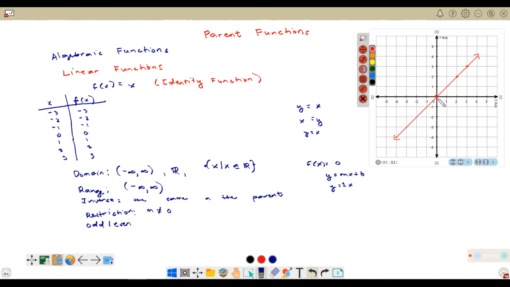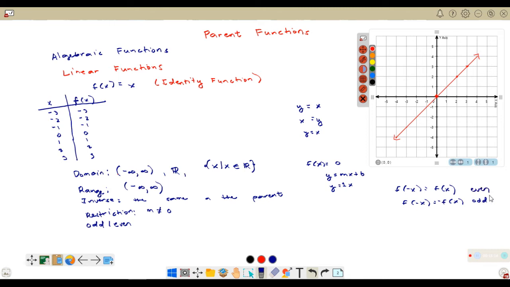Sabi natin kanina, if our function is symmetric about the origin, then it is odd. Or, sabi rin natin kanina, if f of negative x is equal to f of x, it is even. If f of negative x is equal to negative f of x, it is odd.